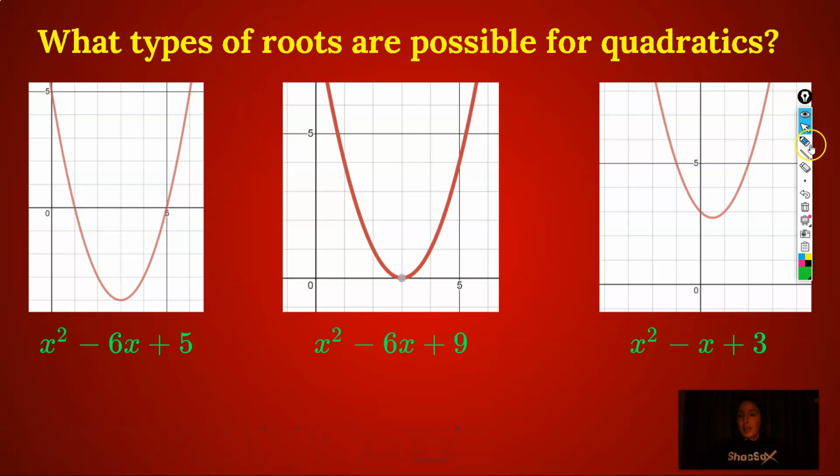So let's think about this. What types of roots are possible for quadratics? And we'll see a visual representation of it here. Well, in one case here, the parabola could hit the x-axis in two spots, in which case we have two real roots.